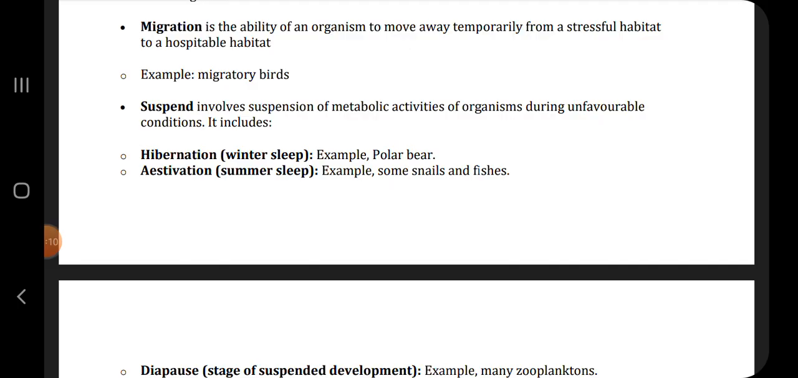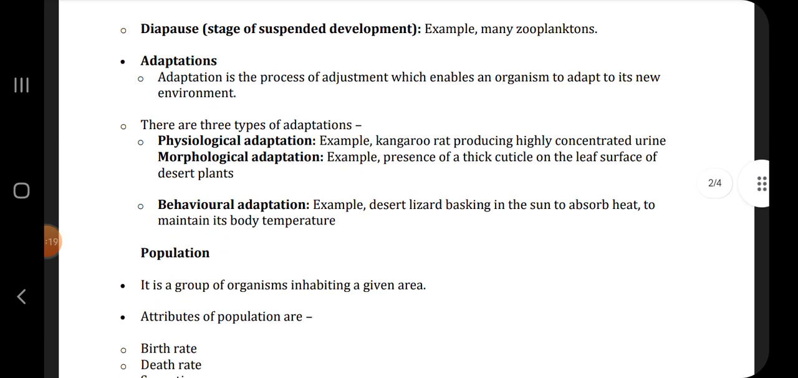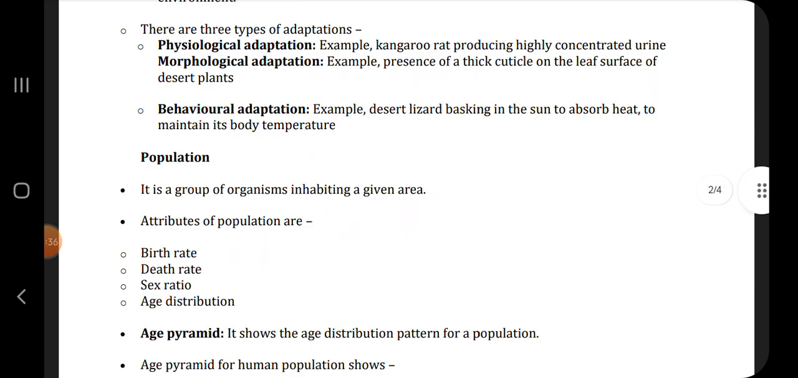Suspend involves suspension of metabolic activities of organisms during unfavorable conditions. It includes hibernation, that is winter sleep, example polar bear, and estivation, that is summer sleep, like some snails and fishes. Diapause is the stage of suspended development. Examples, many zooplanktons. Adaptation is the process of adjustment which enables an organism to adapt to its new environment. There are 3 types of adaptation: physiological, morphological and behavioral.